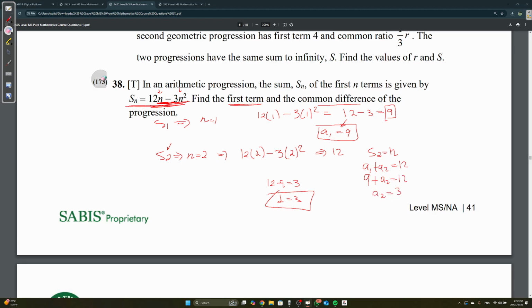Okay? So now to find the common difference, I subtract a1 from a2. I'm going to do a2 minus a1. So it's going to be 3 minus 9, which is equal to negative 6.